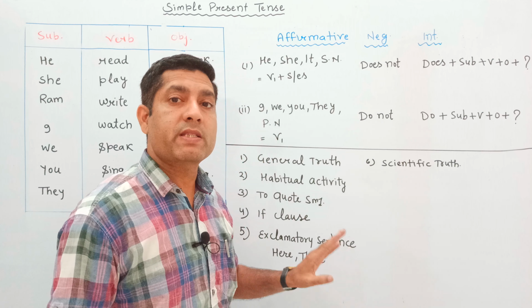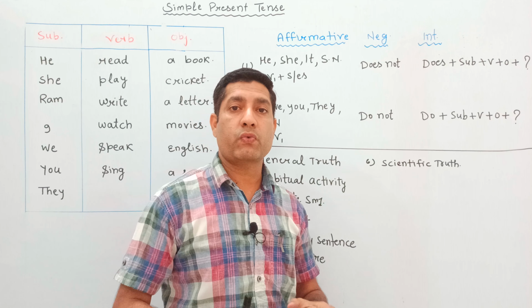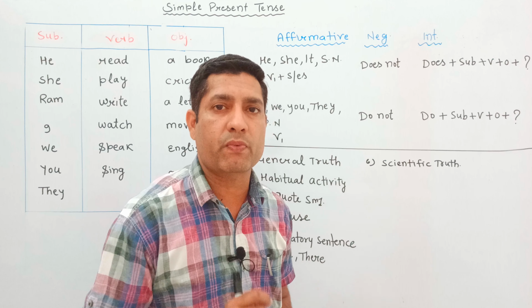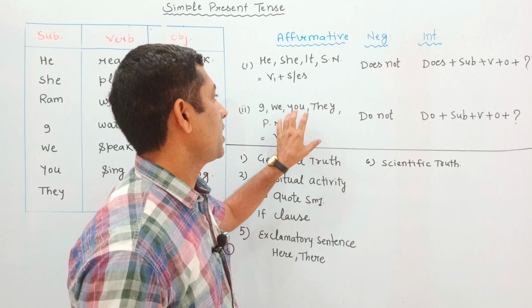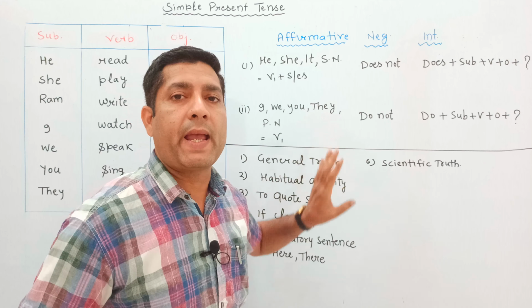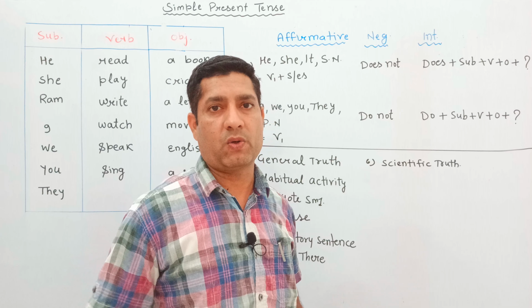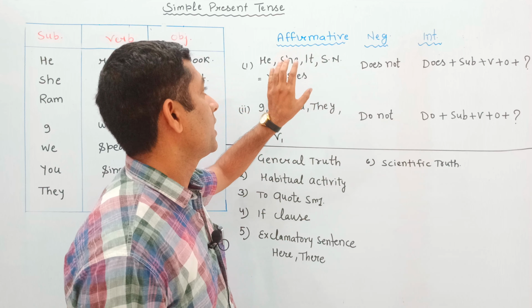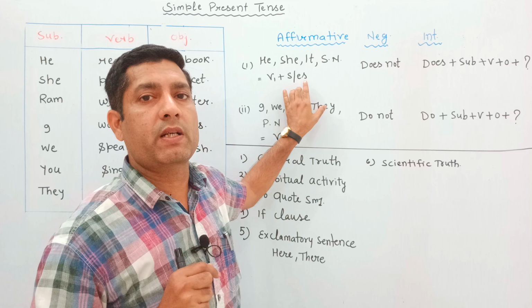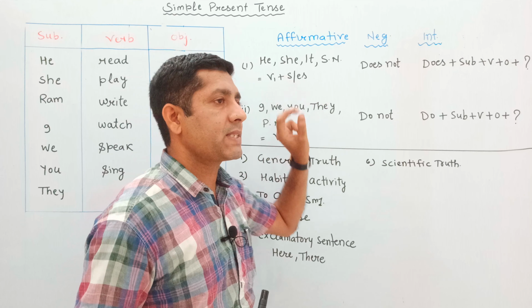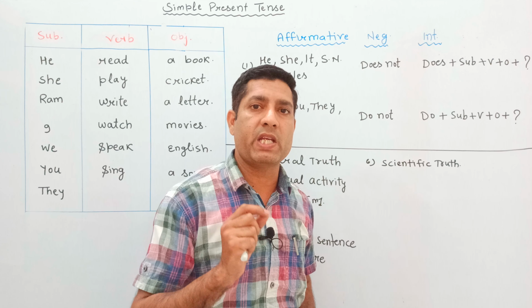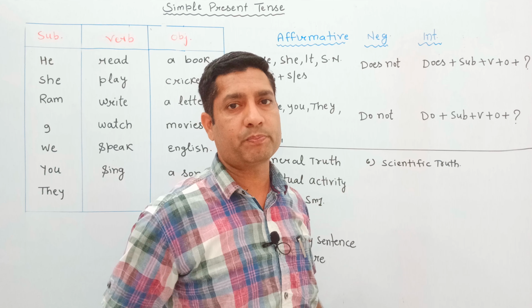To form simple present tense, we use the basic form of the verb with I, we, you, they and any plural noun. And with a third person singular noun, we add s or es with the base form of the verb.